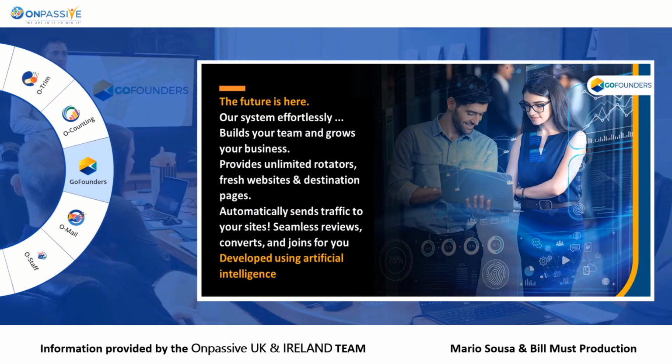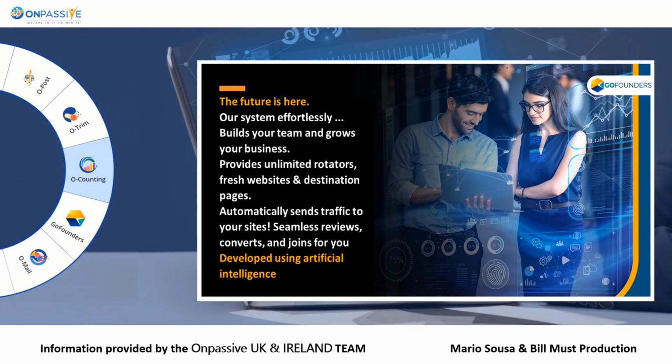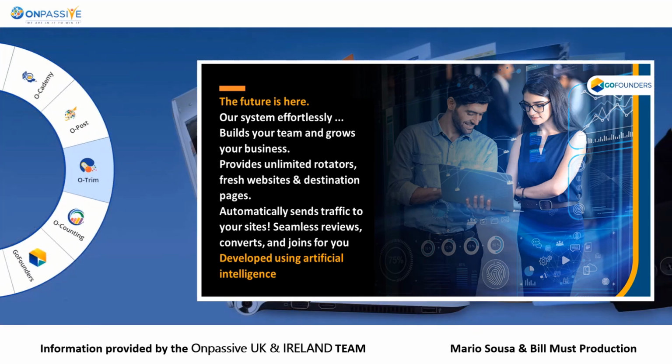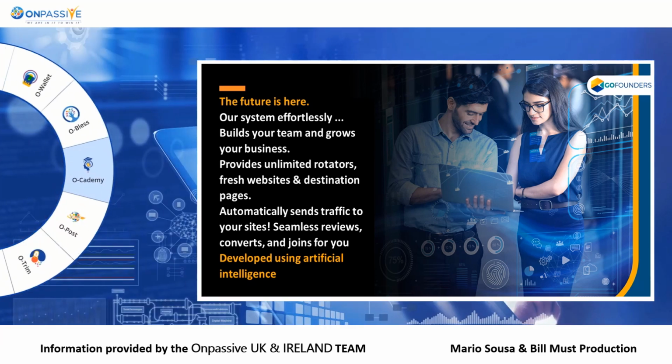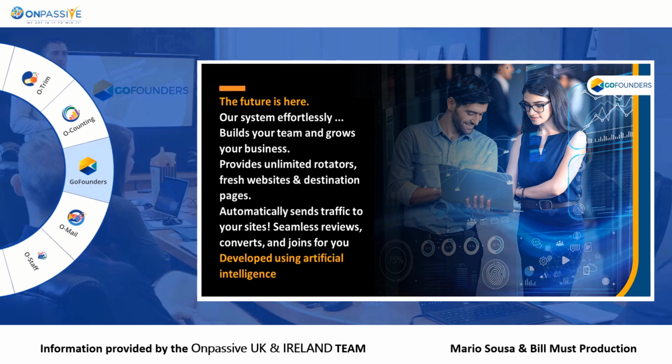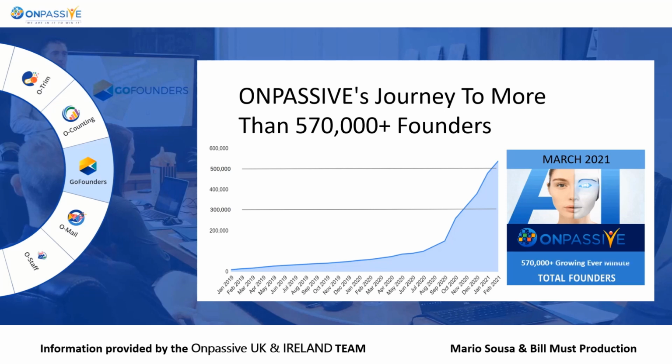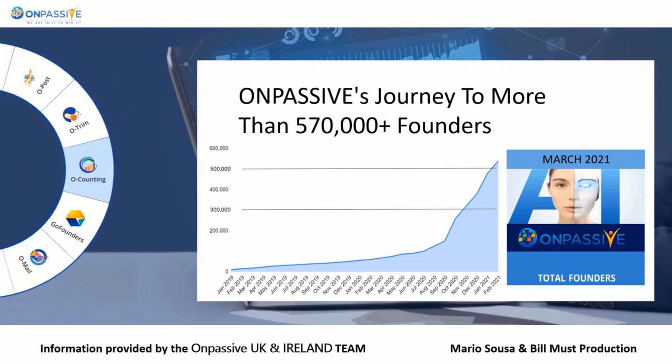The future is here. Our system effortlessly builds your team and grows your business, provides unlimited rotators, fresh websites and destination pages, automatically sends traffic to your sites, reviews, converts, and joins for you, developed using artificial intelligence. Onpassive's journey to more than 570,000 plus founders.